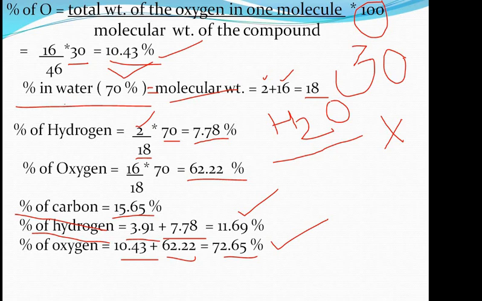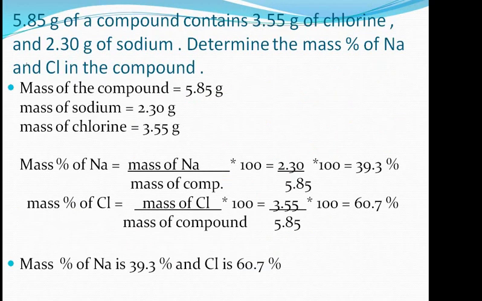Okay, please, attempting every step is very important. If you forget to attempt any of the steps, your marks will surely be deducted. Okay, now moving on to the next question. It says 5.85 gram of a compound contains 3.55 gram of chlorine and 2.30 gram of sodium. Determine the mass percentage of sodium and chlorine in the compound.